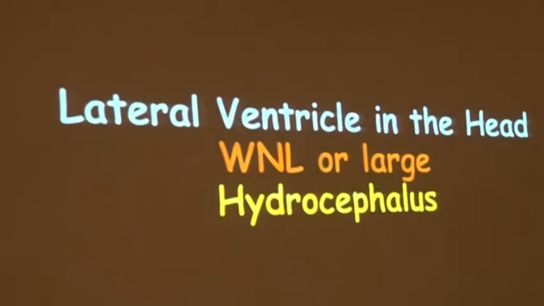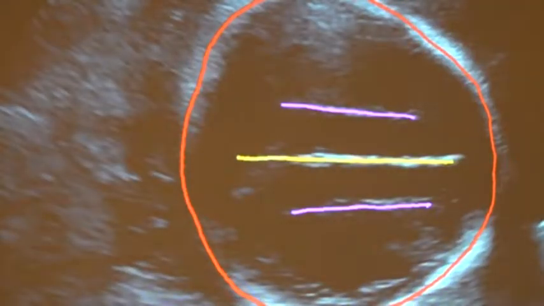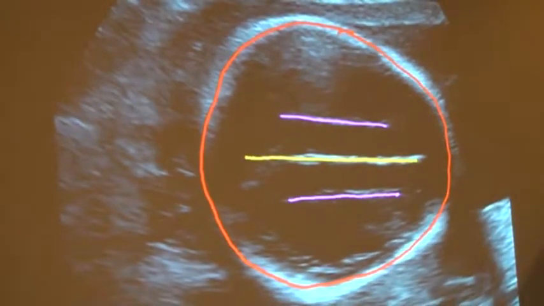Lateral ventricles in the head within normal limits are large, that you already know. I'll skip very fast because I've been asked so many questions when I landed up in this hall this morning, so I want to finish up that as well.